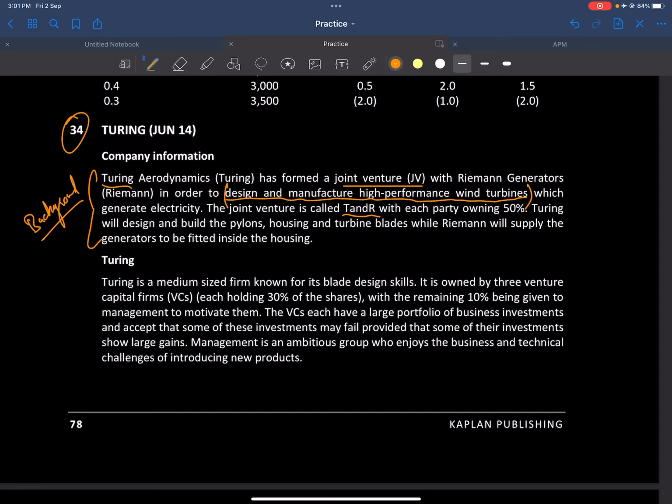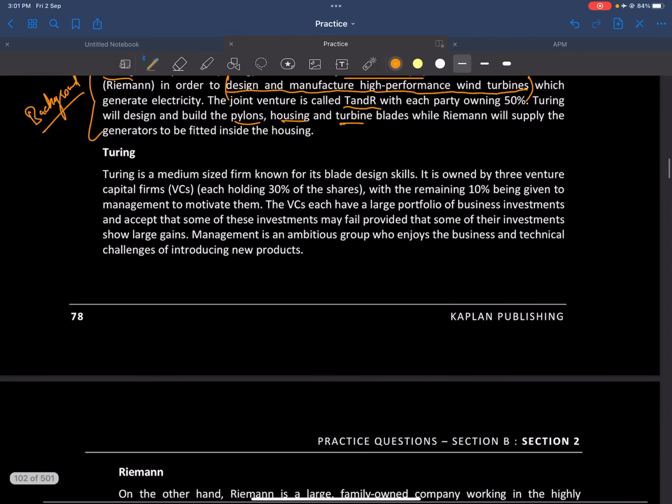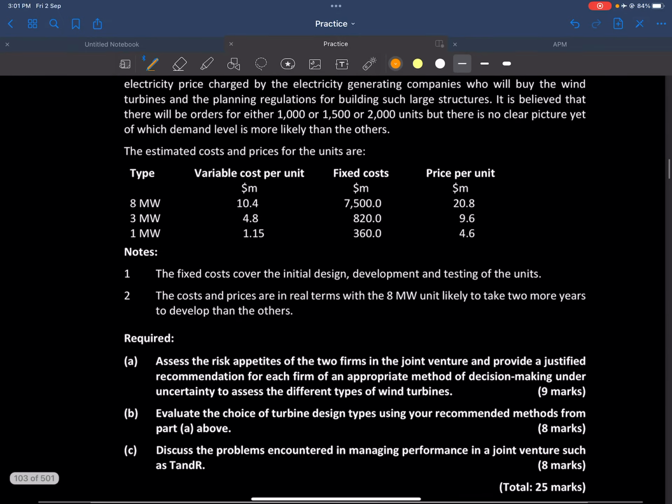So both of them own how much? 50%. Turing will design and build the pylons, housing and turbine blades, while Raymond will supply the generators to be fitted inside the housing. So pylons, housing and turbines will be designed and built by Turing, and the generators will be supplied to us by Raymond. We've read the company description.